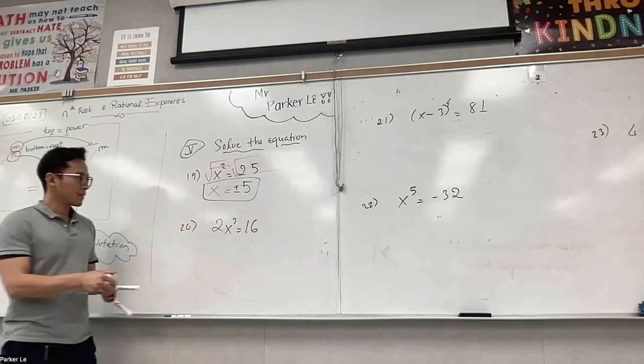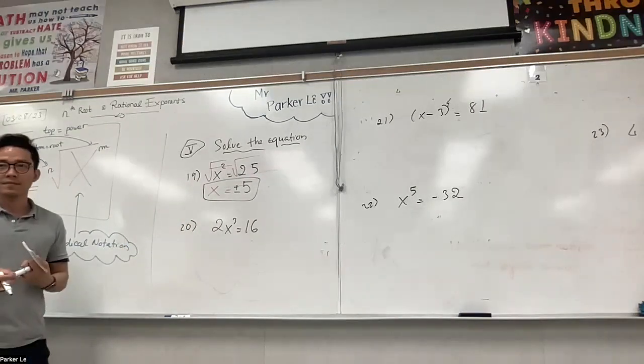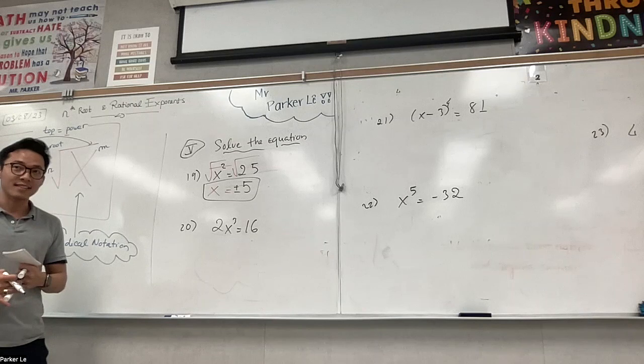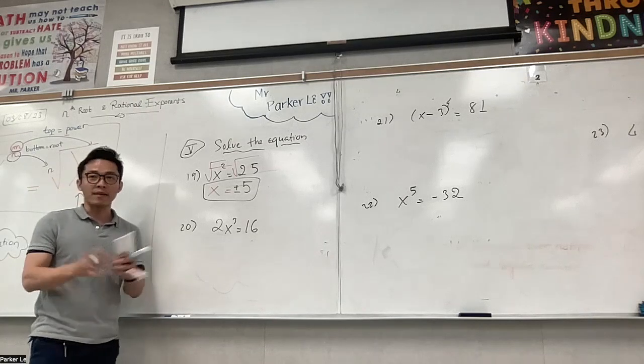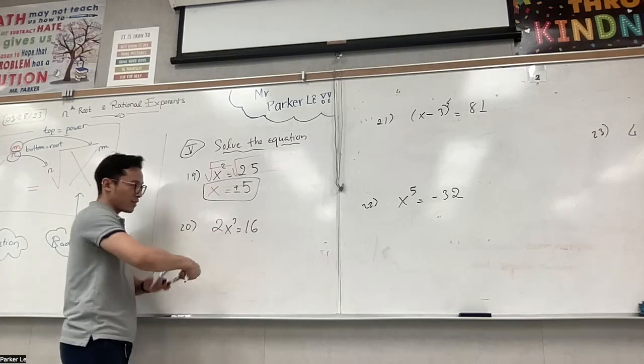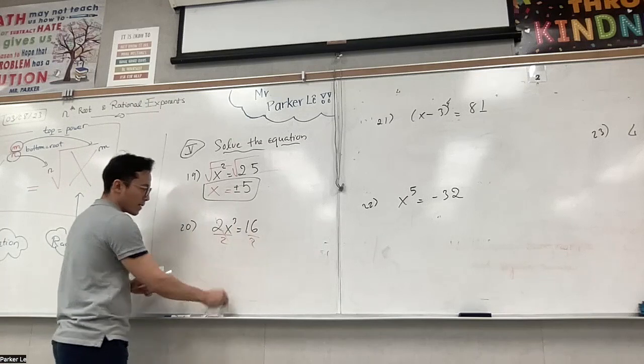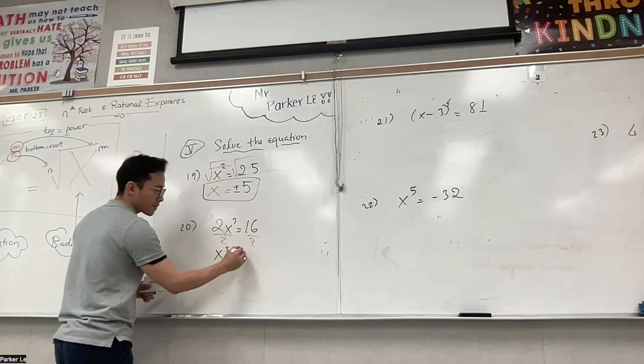Orlando, number 20. What do you need to do first? Square? Why? You need to solve for x. You need to get rid of everything until you have x at the end. Divide by 2 first. You get rid of this 2. So 16 divided by 2 is 8.